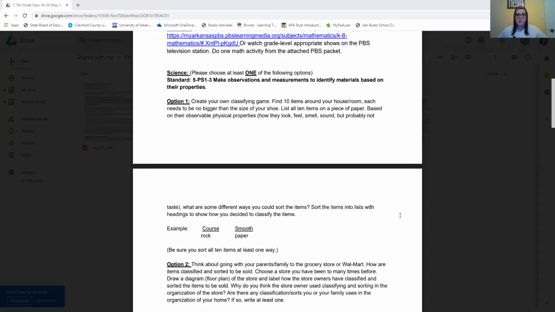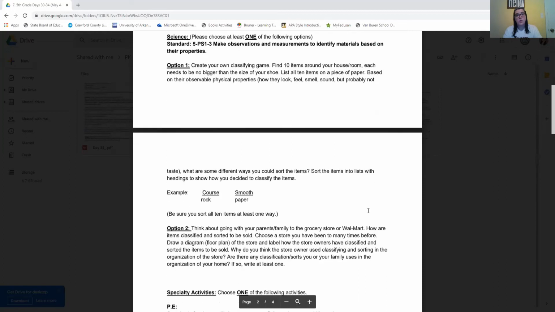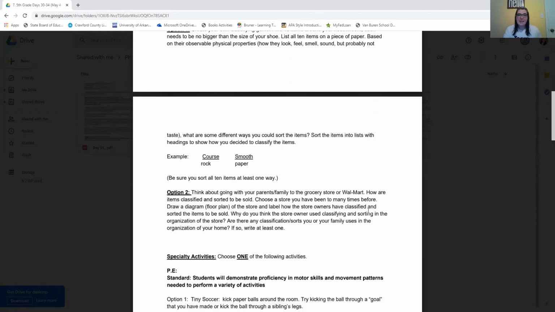So just think about those physical properties of those items, list your 10 items, and then create headings, and sort those items into lists with headings. Okay, and it says be sure to sort all 10 items at least one way. So make sure all the items can fit under at least one category.